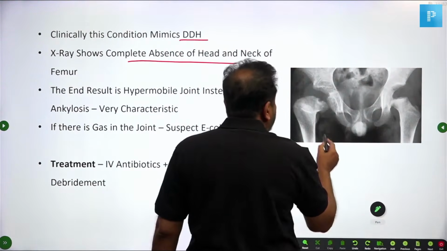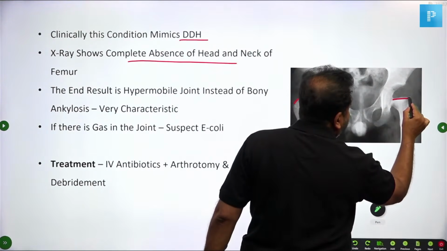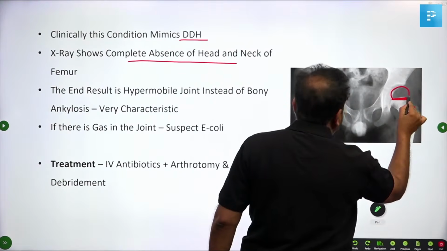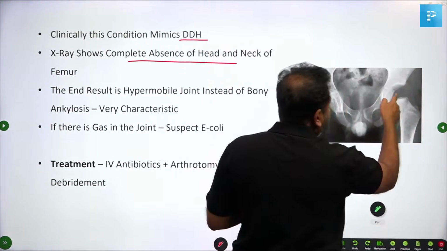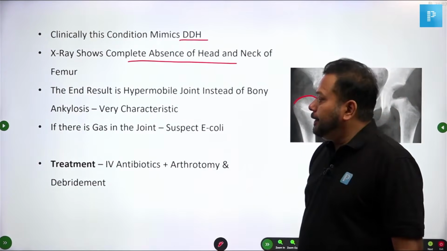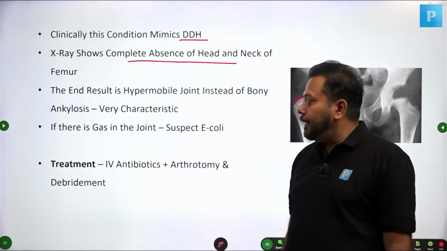You see here, this side the head is there, this side only half I am able to see, only this neck and half. I am not able to see the head here. Complete absence of the head. So this will be the picture. The end result is a hypermobile joint because head is not there.